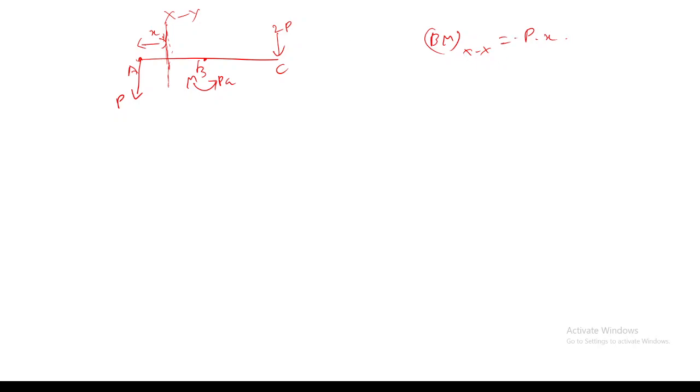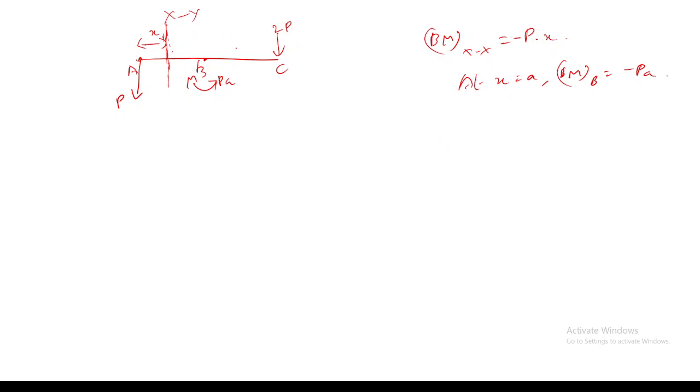This will be a negative value, since on the left hand side I have an anti-clockwise direction. The sign convention is that on the left hand side, it should be in clockwise direction to get a positive bending moment. Whereas here I have an anti-clockwise bending moment, so I write minus P into X. If I put X equal to A, the bending moment at B will be minus P into A.